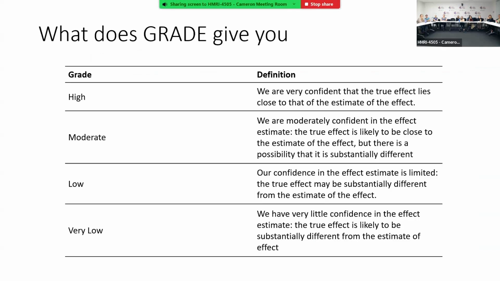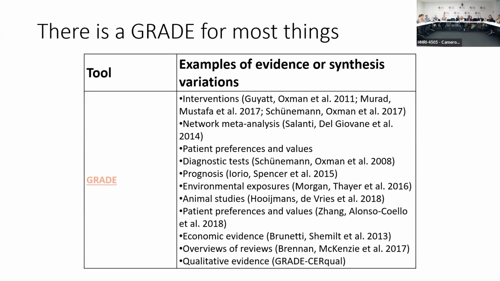What GRADE gives you, when you use their framework, is: high, yes, the confidence interval and the precise measure are quite small and we love it. Moderate, we think it's pretty good. Low, we're not sure. And very low, we have very little confidence in this.